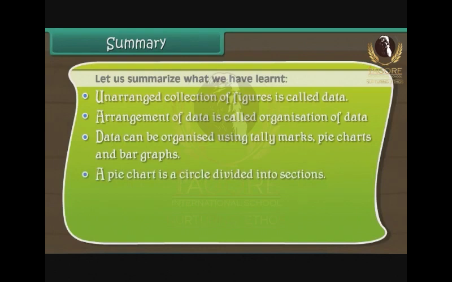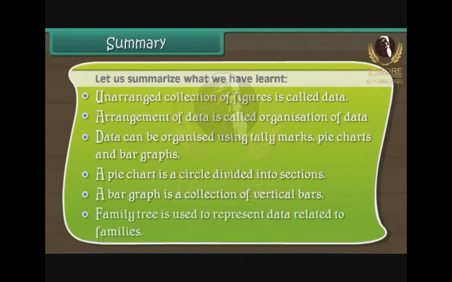A pie chart is a circle divided into sections. A bar graph is a collection of vertical bars. Family tree is used to represent data related to families.